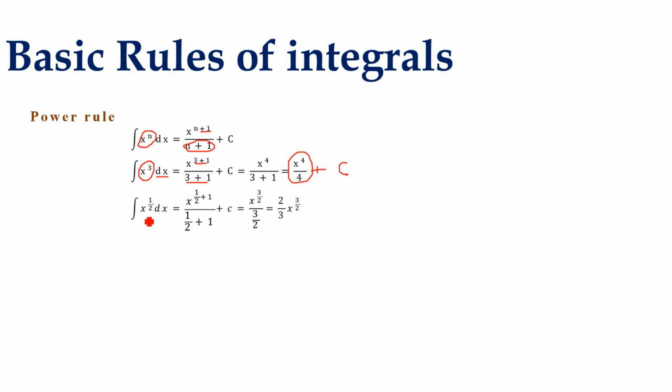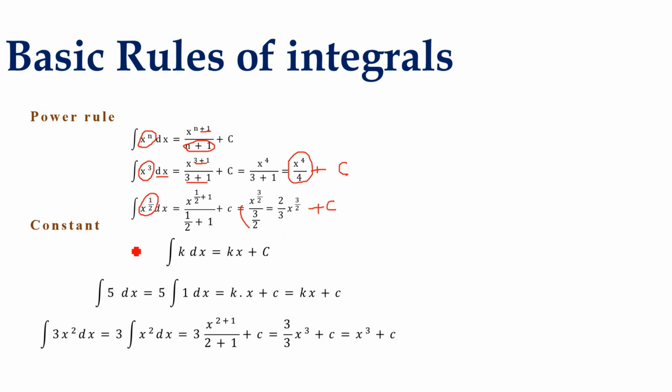Now what if we have x power 1 over 2? We apply the same rule to the integration of this term. Let's take the integral of x power 1 over 2 with respect to x. We write x power 1 over 2 plus 1 divided by 1 over 2 plus 1, and taking the LCM of this 1 over 2 plus 1, we get x power 3 by 2. Similarly, dividing this whole term by 3 by 2, the 2 goes to the upside, so we have 2 by 3 into x whole power 3 by 2 plus c.